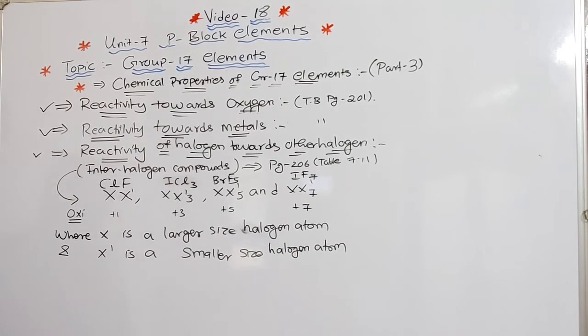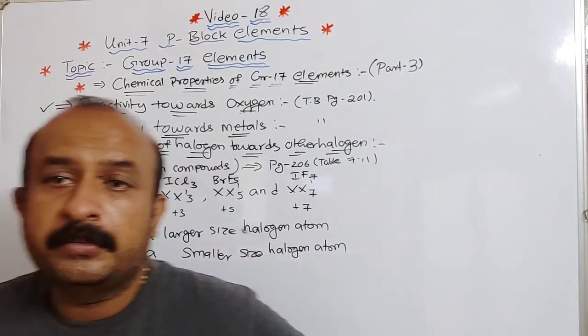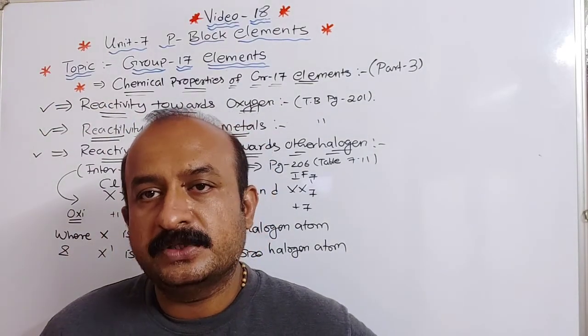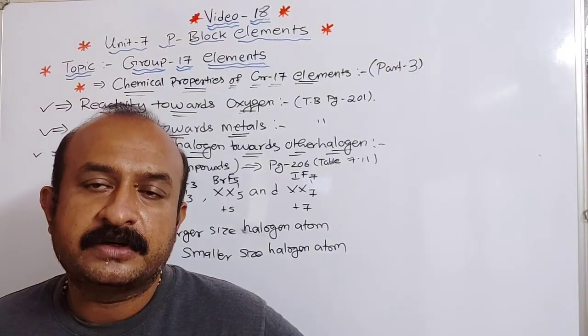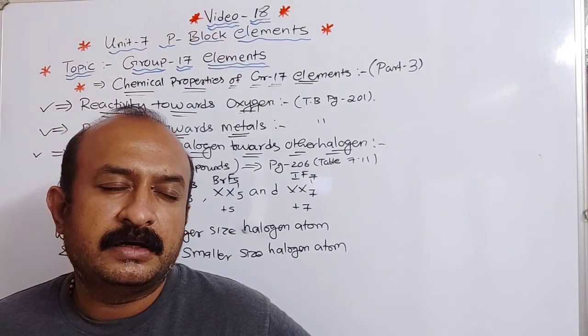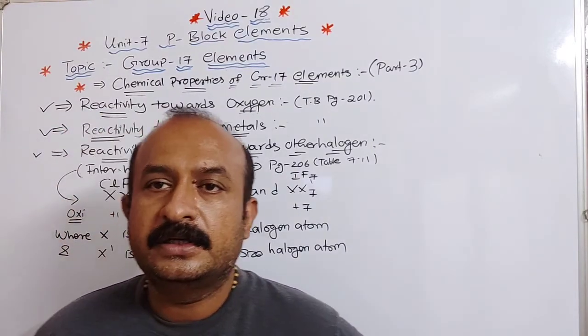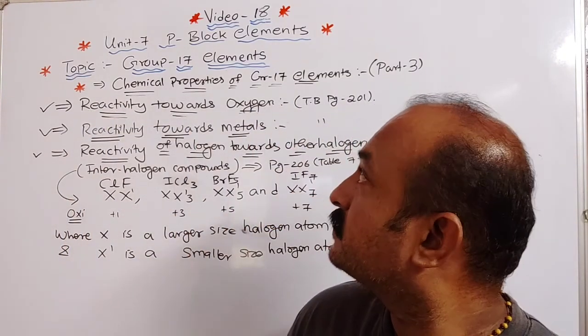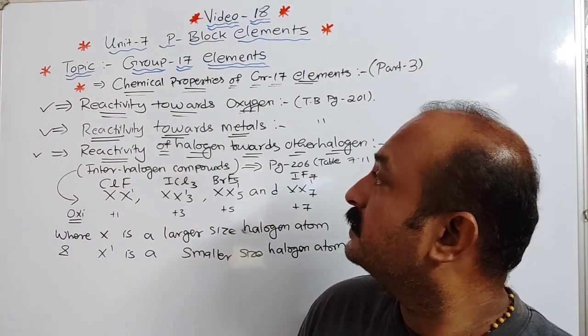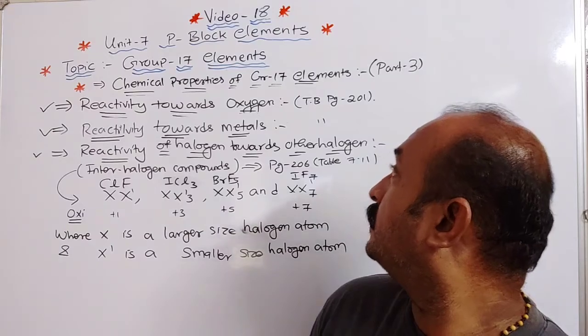In our next video, we will be discussing chlorine preparation, properties and uses. That's why we extended this video and completed all the reactivity. That is, 3 reactivities we have seen: reactivity towards oxygen, towards metal and towards other halogen.